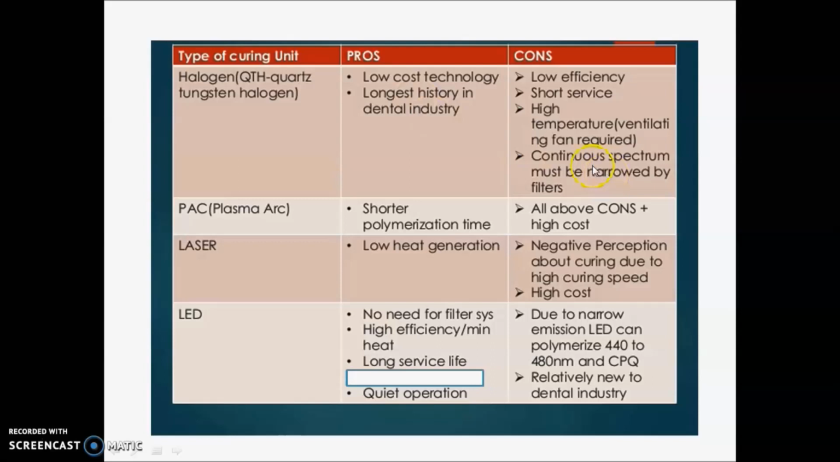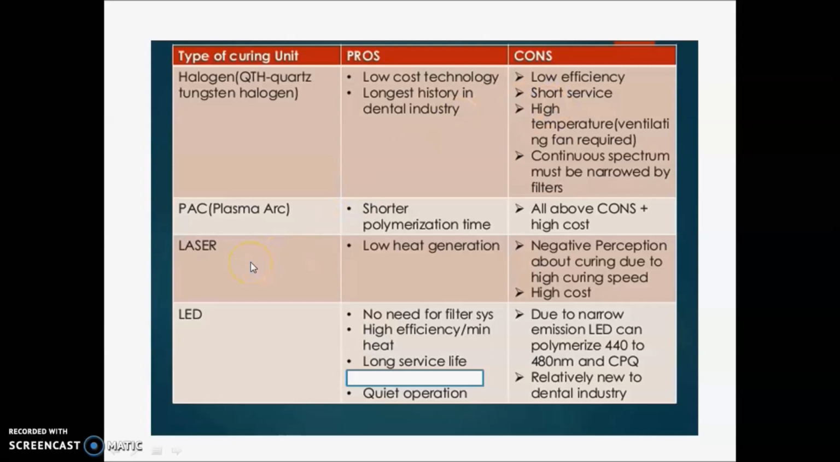So a ventilation fan is required, and they produce light in a continuous spectrum. It means what, aspirant? When you start the polymerization, they will start with a very low intensity, and at the end of your polymerization cycle it will become very high. That's why they should be narrowed by the filters. Then we have a plasma arc curing light. They have a very short polymerization time, around 6 to 9 seconds, but the disadvantage is that they have very high cost along with other disadvantages.